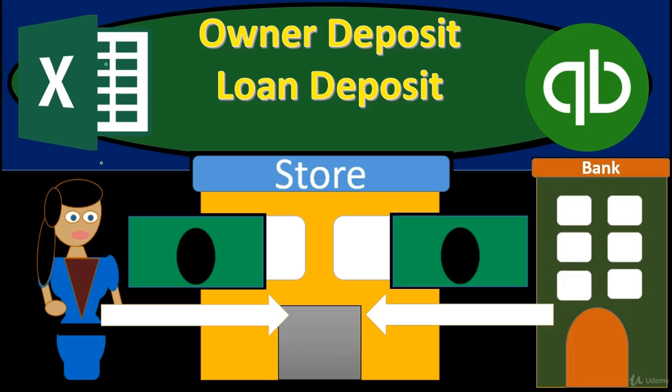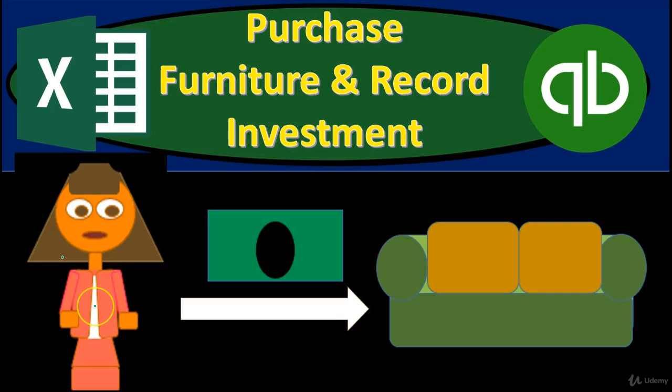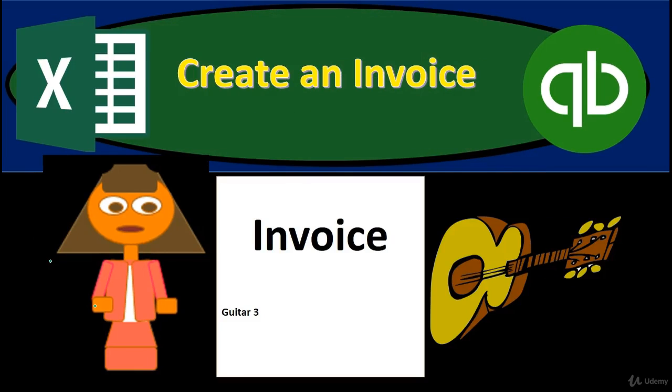So we'll have the owner putting money into the business and the business taking out a loan. Two activities often made when starting a business in order to finance the initial operations. Then we're going to have the purchase of furniture. This is often going to be another type of activity in the start of the business where we need to purchase some type of equipment, some type of fixed assets to run the business.